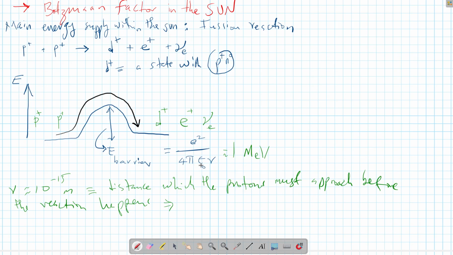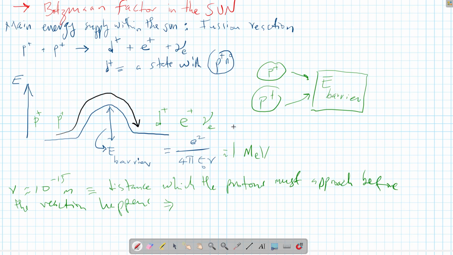You can do that as an exercise. So this is the sort of energy barrier which two protons need to cross before the reaction takes place. Again, I have two protons coming towards each other, so the distance between them is going to be smaller and smaller as they approach each other. While approaching each other, they experience this energy barrier.